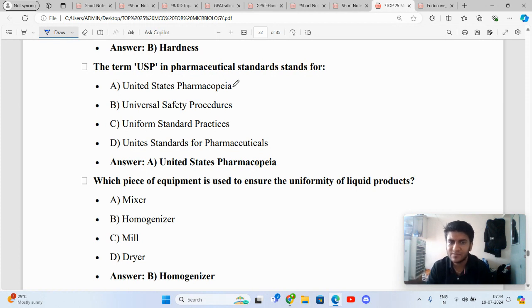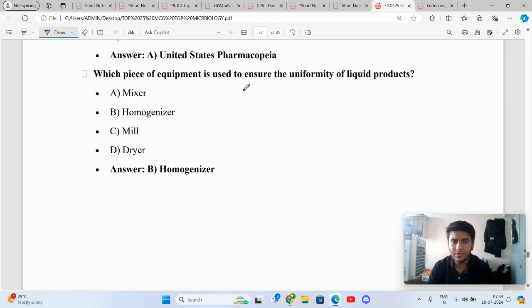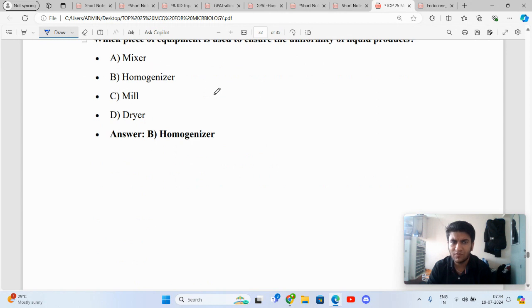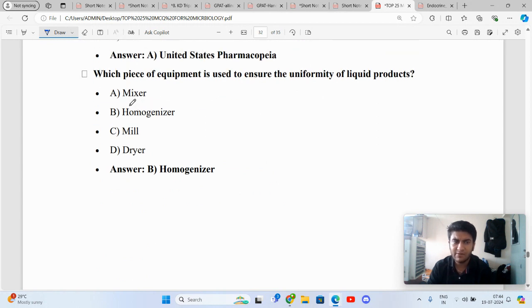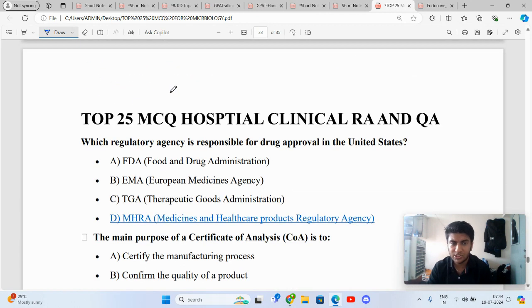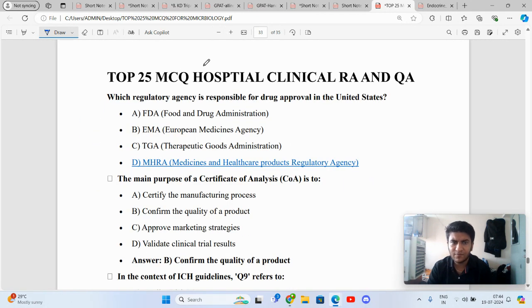USP, United States Pharmacopoeia. Which equipment is used to measure the uniformity of liquid products? Silverson emulsifier or Silverson homogenizer is basically used for emulsion products as well. Next, we have certain MCQs from hospital and clinical pharmacy, and we will be covering them in this lecture itself.